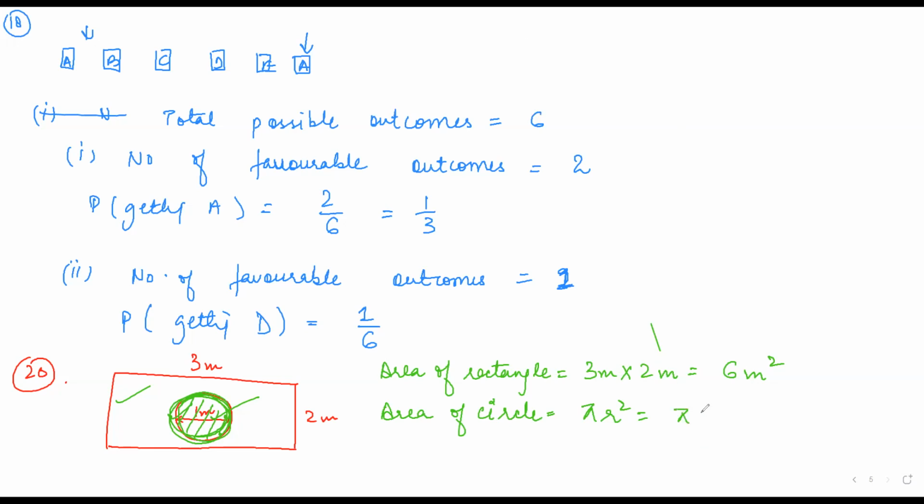So pi into radius, which will be half meter, and then whole square, correct? Because the diameter is 1, so the radius is 1 by 2. So it will be pi by 4 meter square. Is this correct? 2 square is 4.